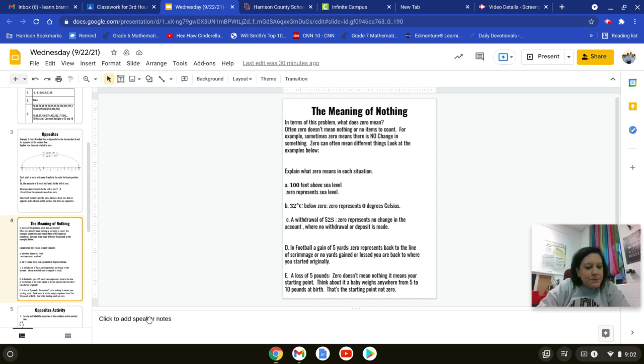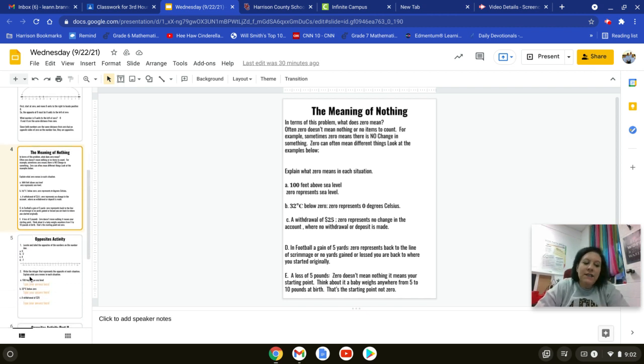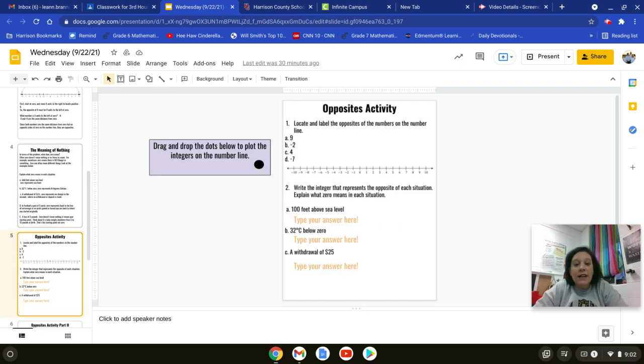All right. So today's activity goes over those two ideas of opposites and what zero means. The idea of zero can come from here on this slide 5. Go up a slide and read those if you need help. 100 feet above sea level. Look to the writing to the right to explain what zero means. To locate and label on a number line.